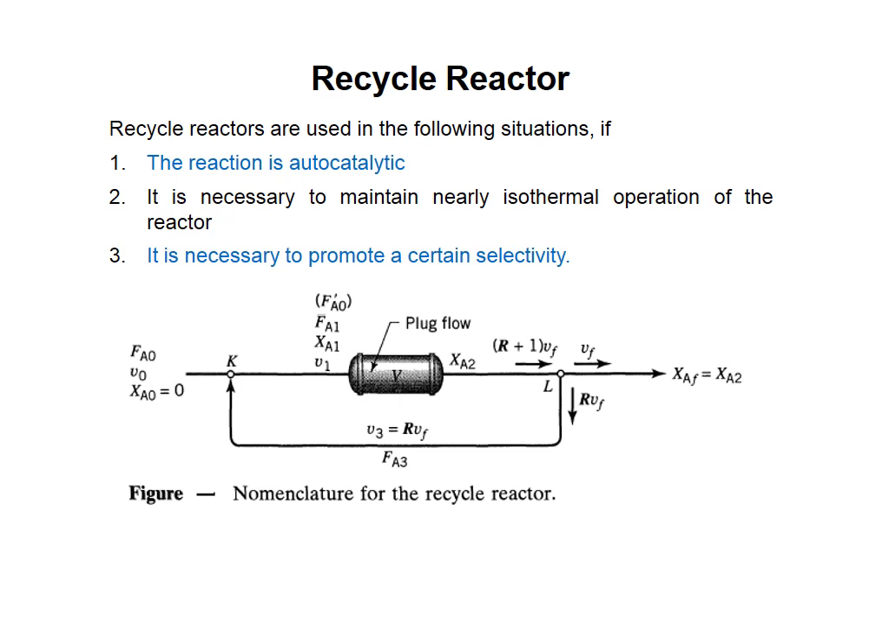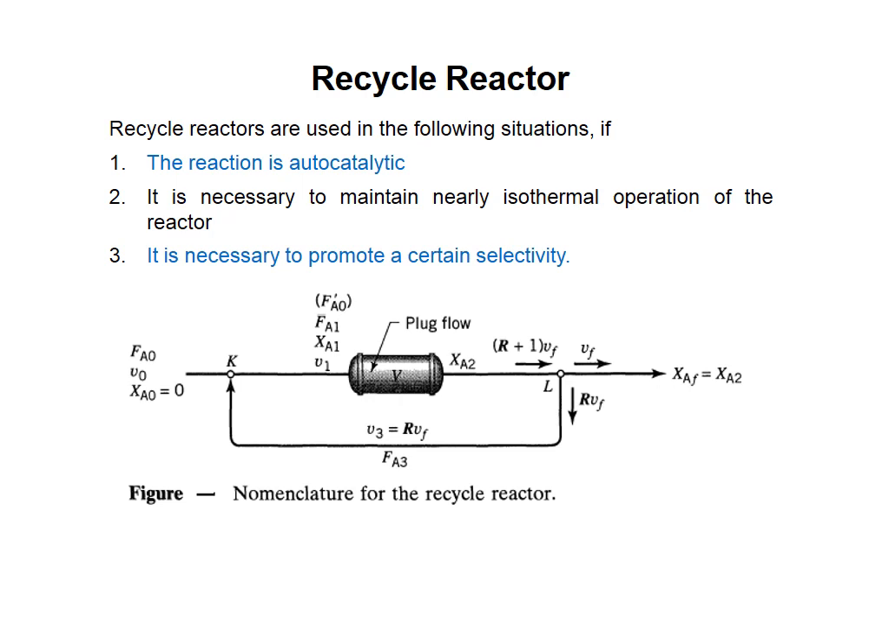So let us consider a recycle reactor, where we give a feed flow rate of FA0, volume V0, and a conversion XA0, that is 0. And there is a recycle stream, and the final product is recycled and attached at the point K in the initial feed. It is a plug flow reactor where the reactant enters at a feed rate FA1, with composition XA1, and volume V1.